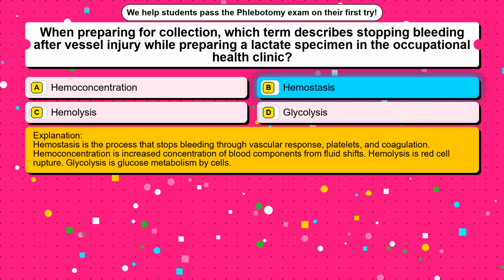Hemostasis is the process that stops bleeding through vascular response, platelets, and coagulation. Hemoconcentration is increased concentration of blood components from fluid shifts. Hemolysis is red cell rupture. Glycolysis is glucose metabolism by cells.